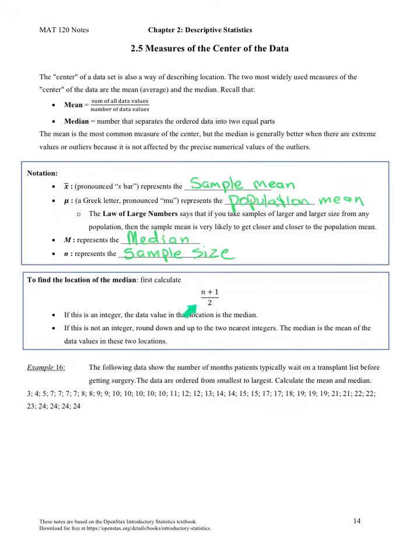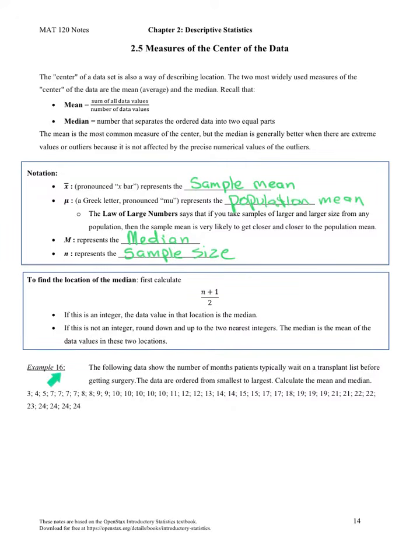Recall when we found the median earlier, one way we can do that is to take the sample size, add 1, and divide it by 2. And then there are two different outcomes in how to find our median here, whether we have an odd number of data points or even.